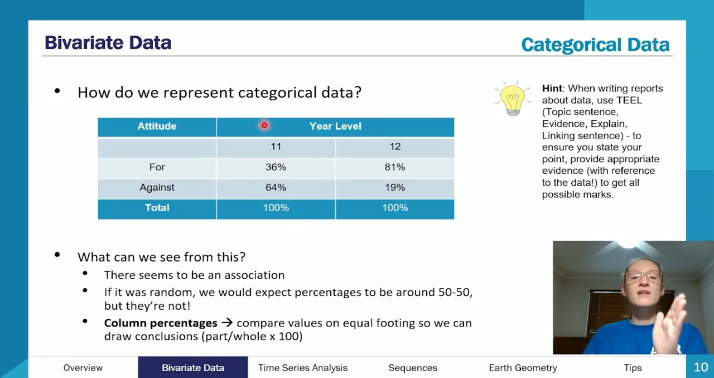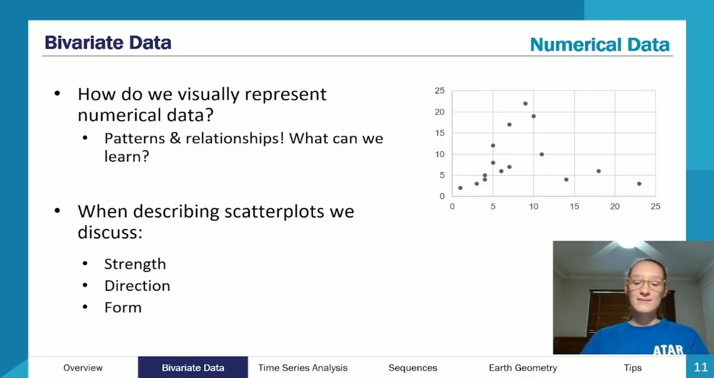We'd need like 10.1, 10.2, 10.3, 37.54, 38.97. We could end up with an almost infinite amount of columns because of the very nature of the data, because numerical data is continuous. So it actually doesn't make sense. It's not practical to record it in a two-way frequency table.